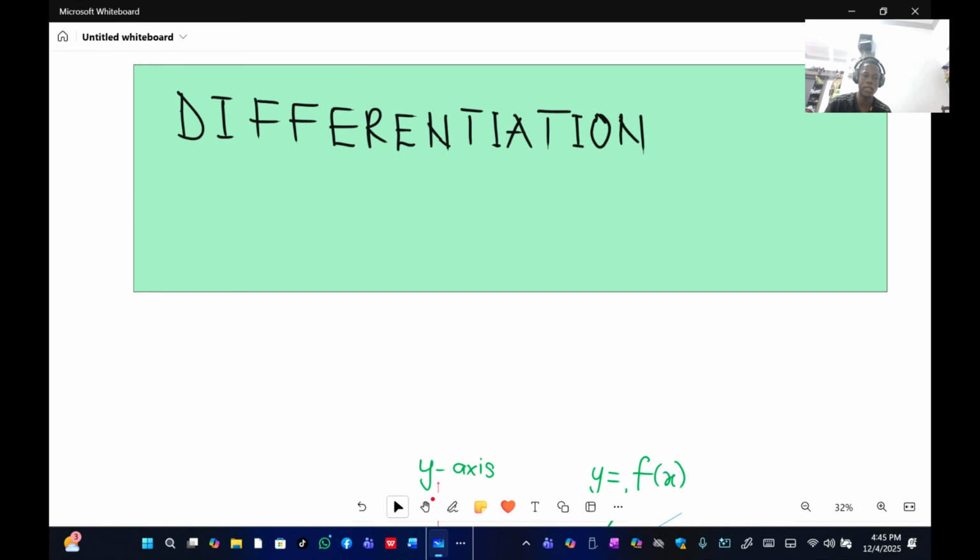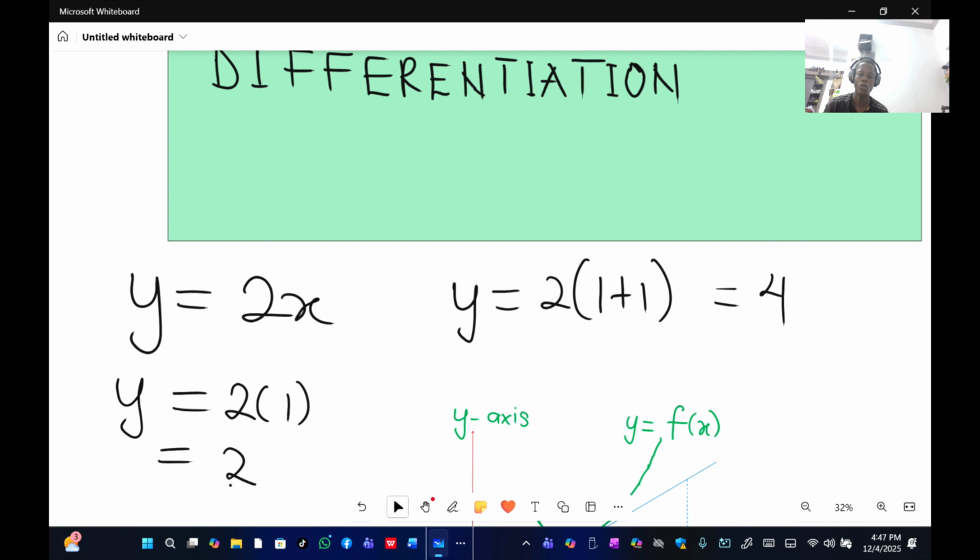So to determine the change that has occurred in y, you subtract the initial value of y from the new value of y. So the change in y will be 4 minus 2. It means y has increased from 2 to 4. And the change that has occurred is 4 minus 2. So the difference between the two results becomes the change that has occurred in y when x increases from 1 to 2, or when x has been increased by 1.